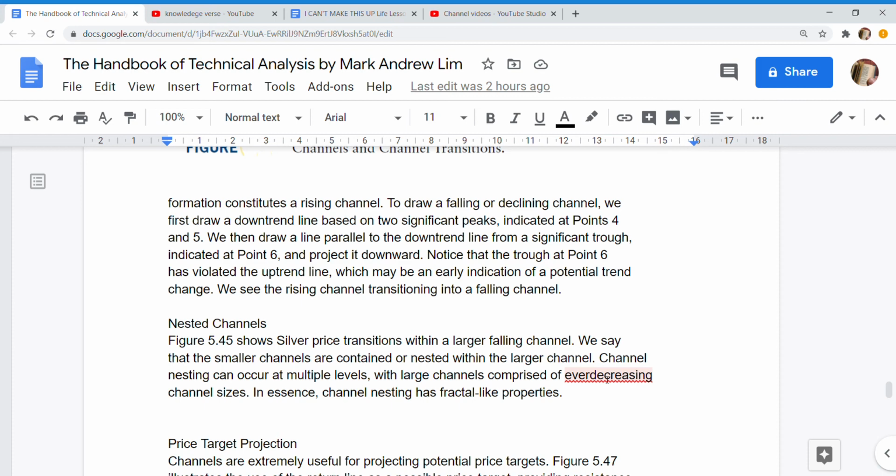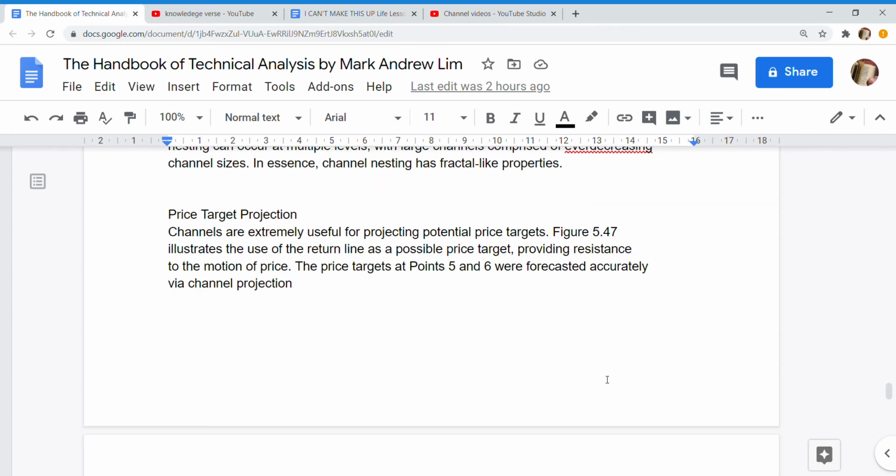Price target projection. Channels are extremely useful for projecting potential price targets. Figure 5.47 illustrates the use of the return line as a possible price target, providing resistance to the motion of price. The price targets at points 5 and 6 were forecasted accurately via channel projection, anticipating channel breakouts.